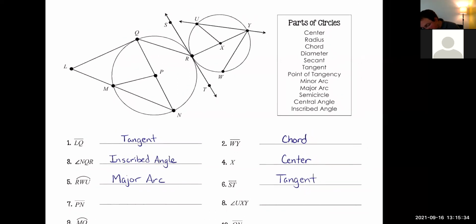What about segment PN? Radius. It's a radius, goes from the center to the edge of the circle. Angle UXY. Looks like the vertex is at the center. Central angle. It's a central angle.